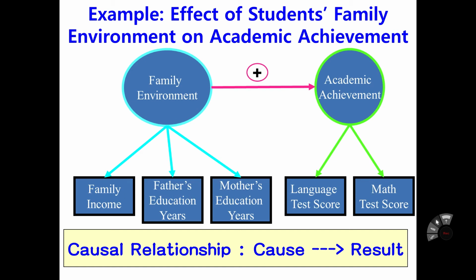Let's take a look at the endogenous part. There we have academic achievement. So it is composed of two indicators. First, language test score, and second, math test score. So in summary, the academic achievement is going to be drawn out of two observed indicators of language test score and math test score. So as an investigator, I'm now interested in the causal relationship running from the cause of family environment to the result of academic achievement.